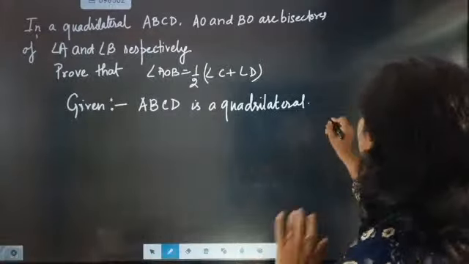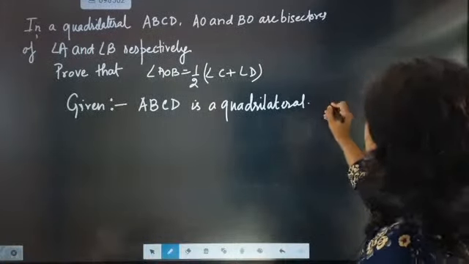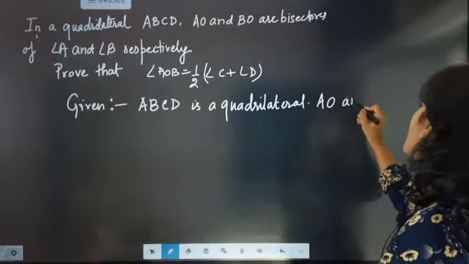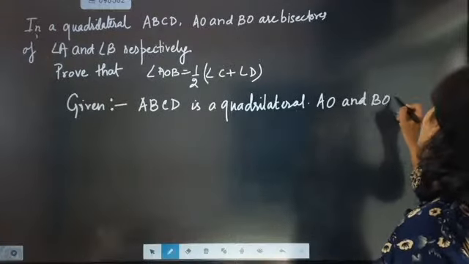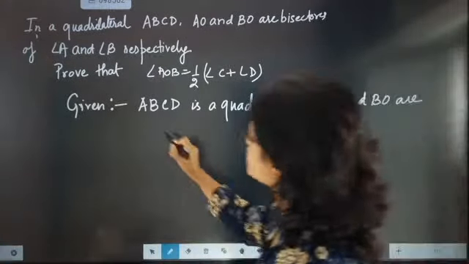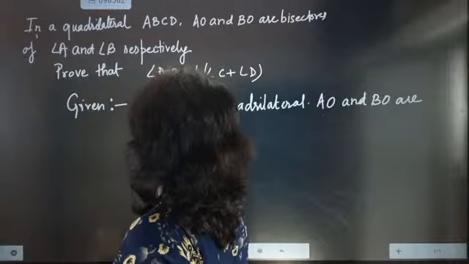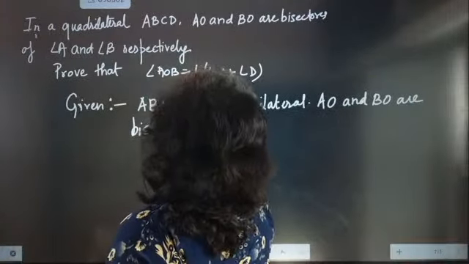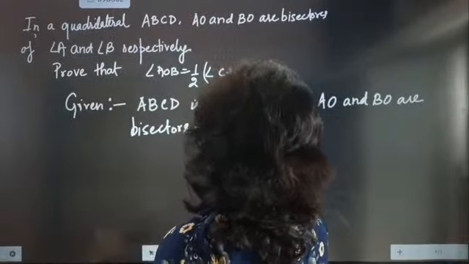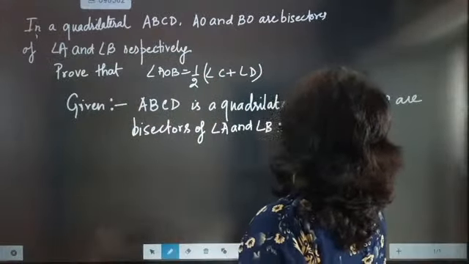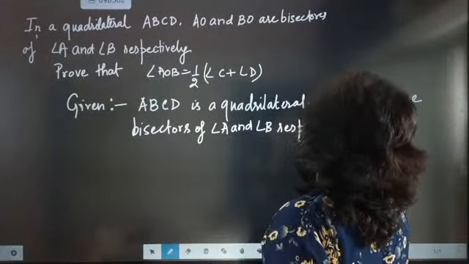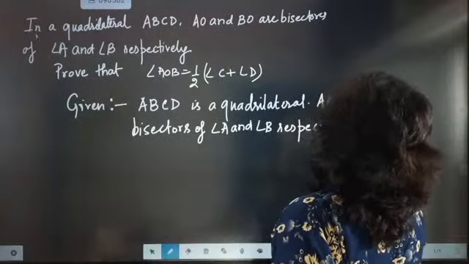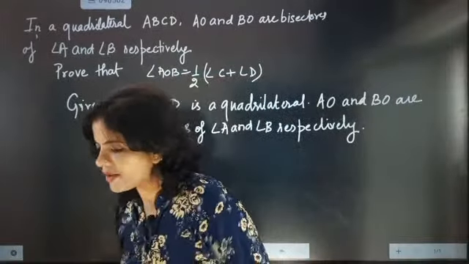It's okay. No problem. Now ABCD is a quadrilateral. AO and BO are bisectors of angle A and angle B respectively. They are bisectors of angle A and angle B.